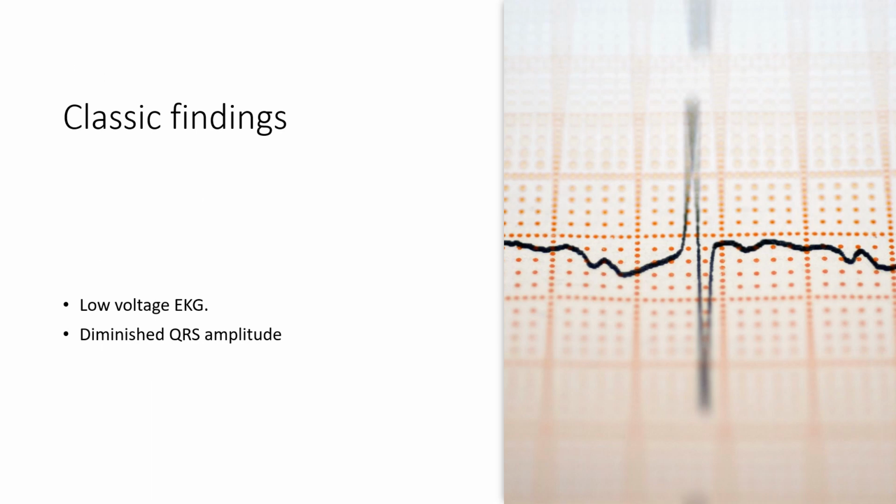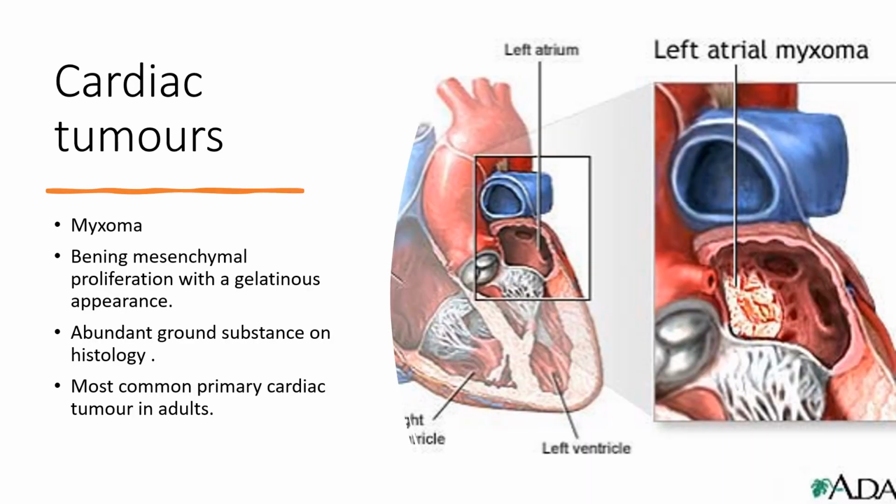Classical findings include low voltage EKG and diminished QRS amplitude. Now coming to the last section of this discussion, cardiac tumors. We have only two types of tumors, myxoma and rhabdomyoma. In myxoma, there is a benign mesenchymal proliferation with a gelatinous appearance.